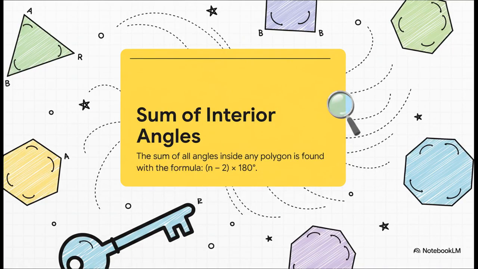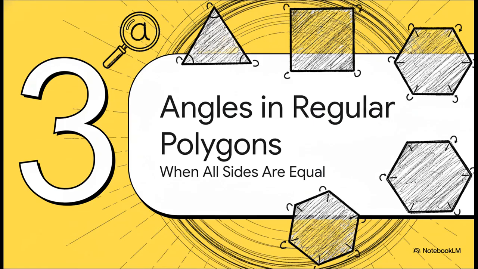And that little pattern we just found, well, that gives us this incredibly powerful formula. To find the sum of all the angles inside any polygon, you just take the number of sides, we'll call it n, subtract 2, and then multiply that by 180. Boom. That's it. That's the master key. Okay, so that's the total sum of all the angles.